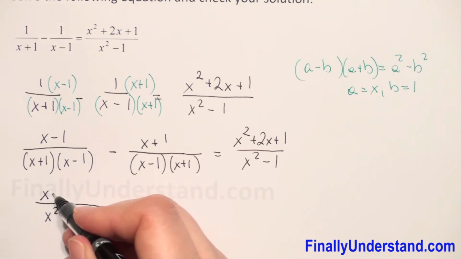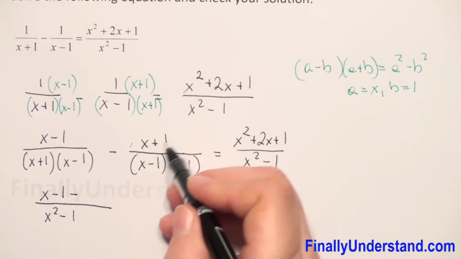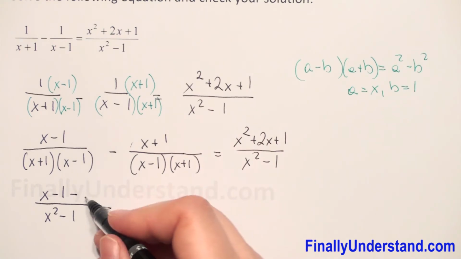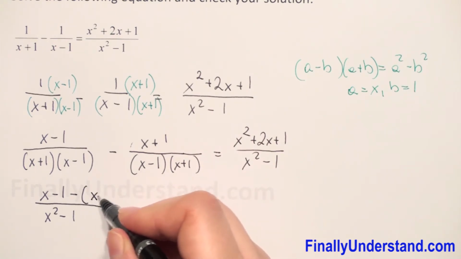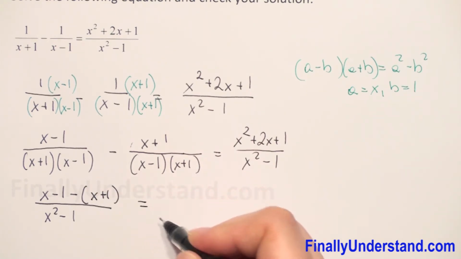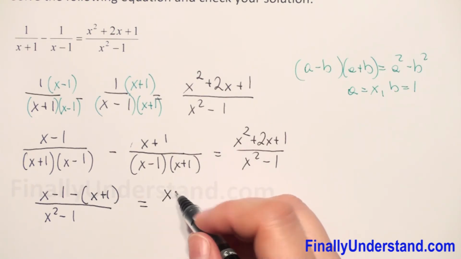So we have to copy x minus 1, we have minus, and before this whole expression we have a negative sign, so we have to put this in parentheses. This is equal, and we have to rewrite the right side.